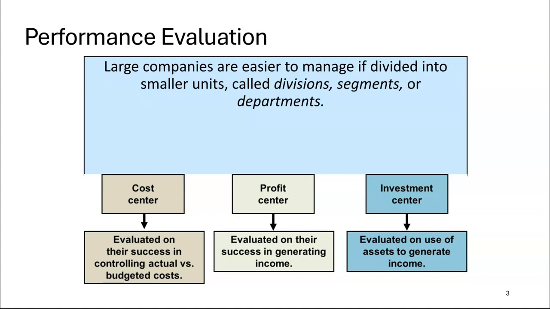Admin benefits the whole company, but those costs need to be allocated to the divisions that benefit from their services. So they collect the costs, and their goal is to budget and control their costs. That's all they're responsible for. Profit centers are evaluated on their success in generating income, and investment centers are evaluated based on their use of assets to generate income.